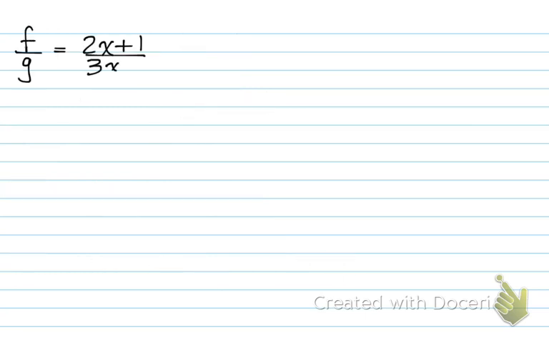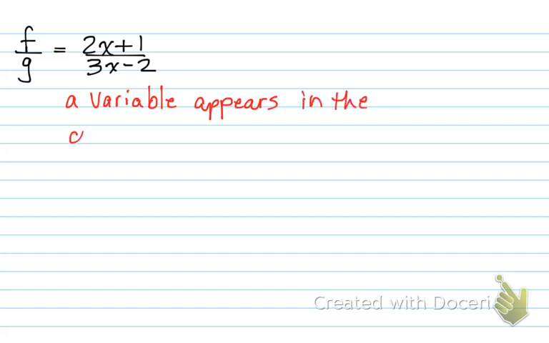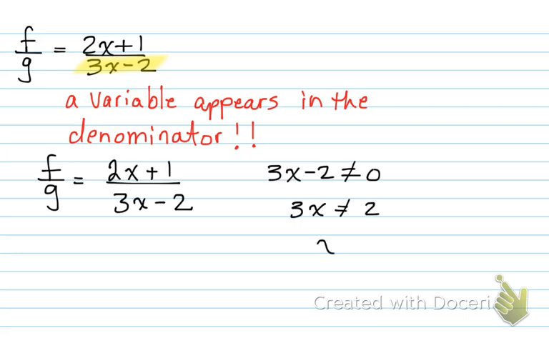Now we're going to look at the quotient of f and g. Since there's a variable in the denominator, we have to list the restriction and what value of x needs to be avoided. Notice here that the domain of x cannot equal 2/3.